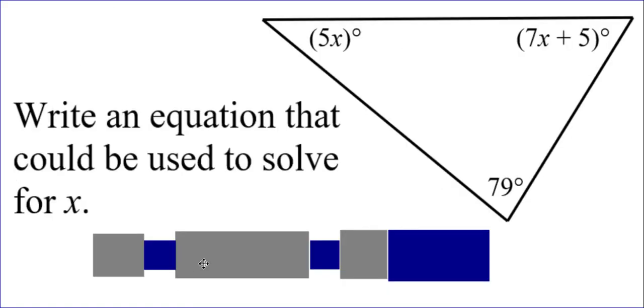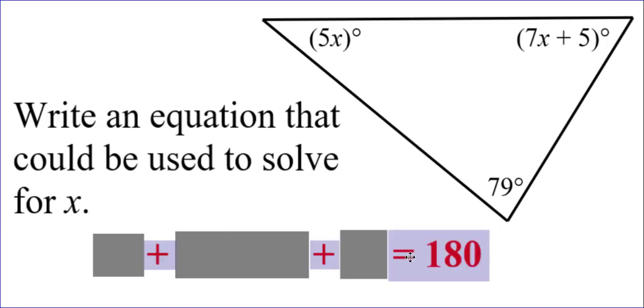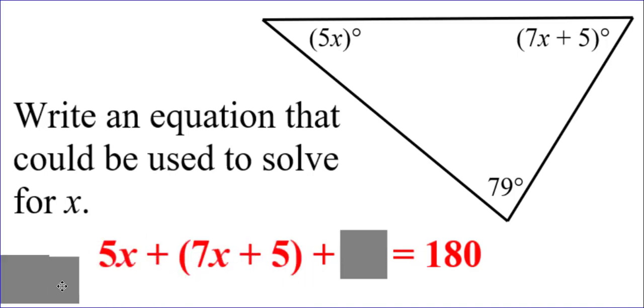Now, what if I had to write an equation that could be used to solve x with a situation like this, where we have an angle up here, 5x, here we have an angle 7x plus 5 degrees, and then down here we have 79 degrees. Again, this can look a little complicated, but the basic idea is still the same. The three angles are going to add together to equal 180 degrees. The first angle is 5x, the second angle is 7x plus 5, the third angle is 79, and it honestly doesn't matter what order you put those angles in, but there you go. There's an equation that we could solve to get the value of x.